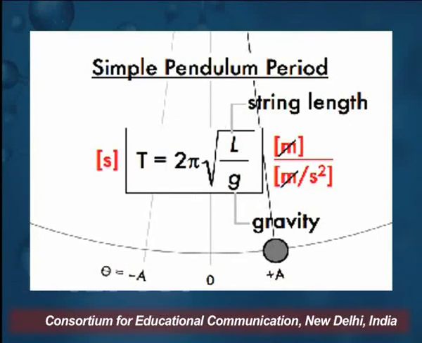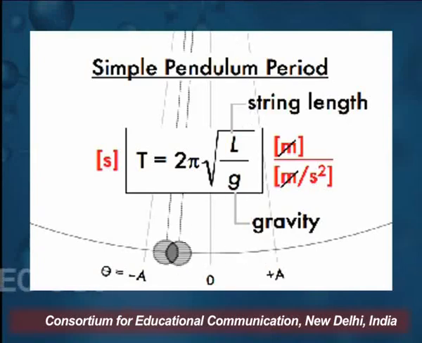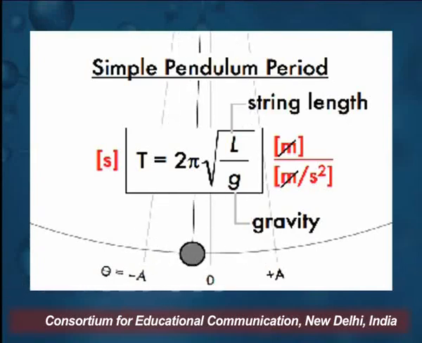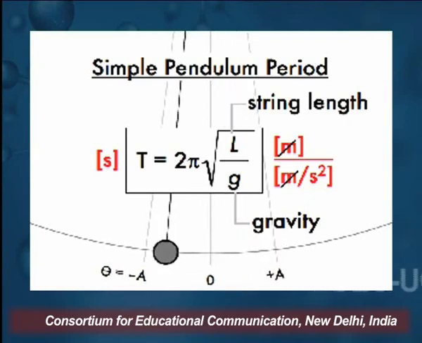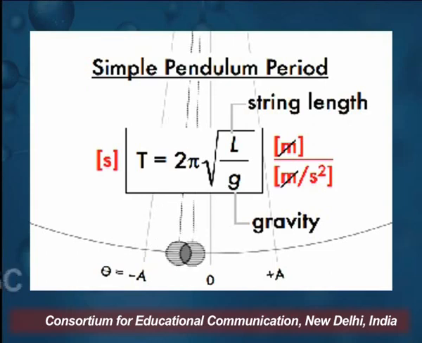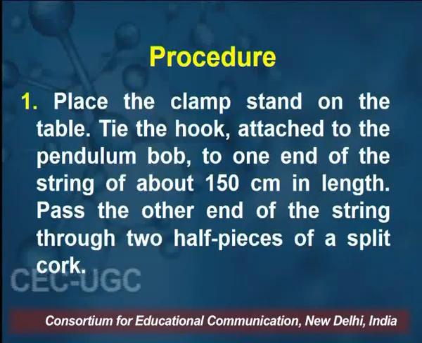So this is the formula: T is equal to 2 pi root of L by g, where L is the string length and g is the gravity. The time period we note in seconds, so that is the unit of the time period measurement. Now, what is the procedure of this experiment?